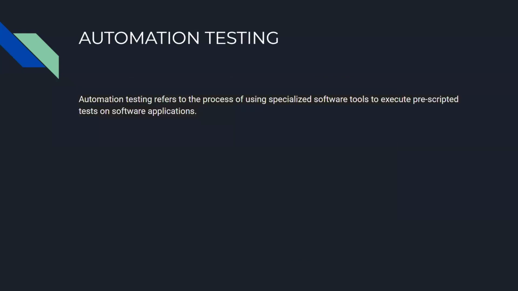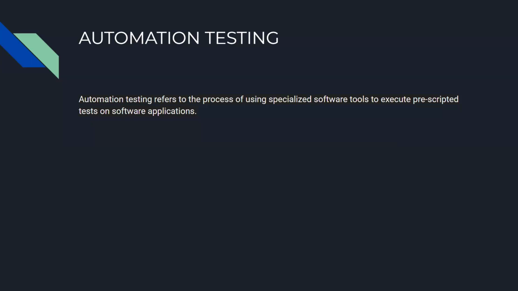And what is automation testing? Automation testing refers to the process of using specialized software tools to execute a pre-scripted test on software applications. A tester will write some script using some framework and he will execute that script against that software to check if there are any defects in the software, or any discrepancies between what the client wants and what we are giving to the client. That is automation testing.